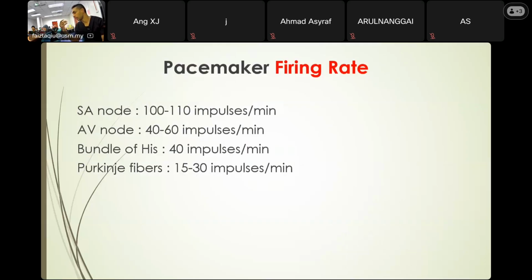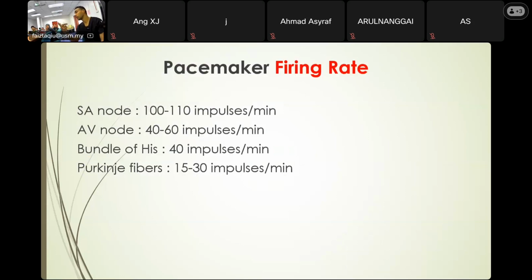And if there's any disruption or dysfunction of the bundle of His, then the Purkinje fibers will take over, and you'll see the heart rate as 15 to 30. These are precursors to the heart block as well. Easy way to remember: SA node 100, AV node 40 to 60. So you take 60, take away 15, it'll be 40 to 45. Take away another 15, it'll be 15 to 30.